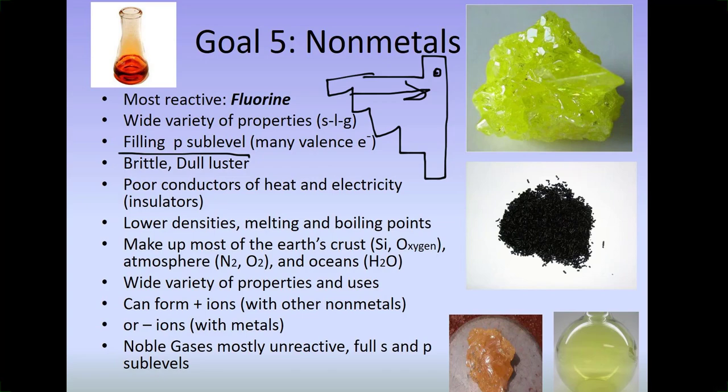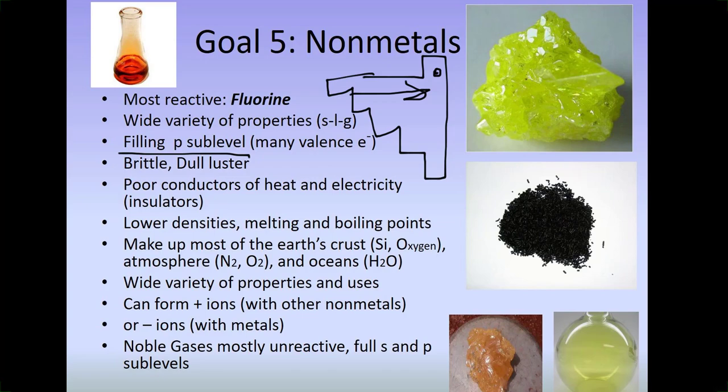And what do we know about nonmetals? They're brittle, they are poor conductors, so that means they're good insulators. They have lower densities and lower melting and boiling points. In fact, a lot of the nonmetals have already boiled. They are gases at room temperature, so they make up our atmosphere. They make up most of the Earth's crust, found in compounds. They can form positive ions with other nonmetals, and we haven't really talked about that, but we will later on. Or they can form negative ions when they combine with metals.